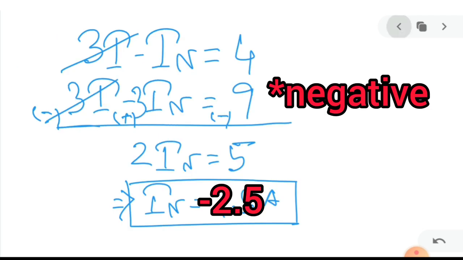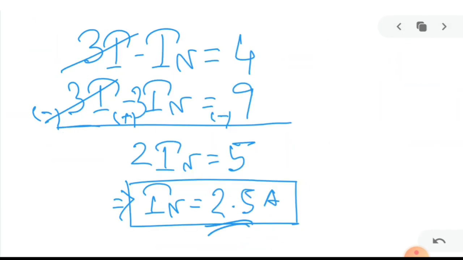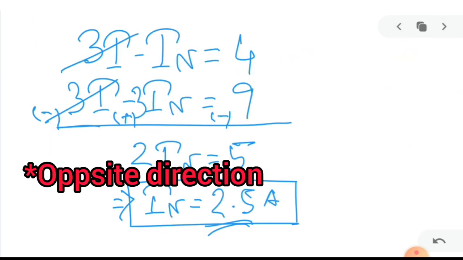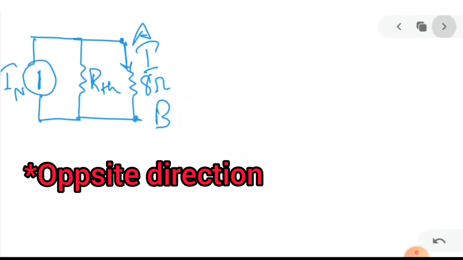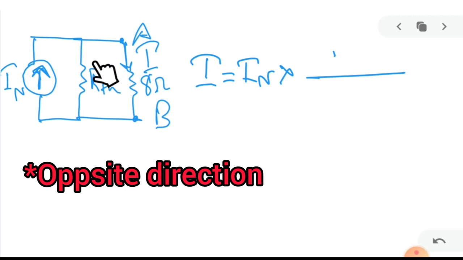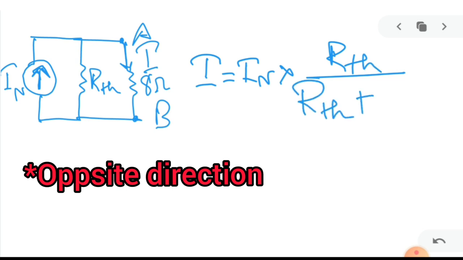It is I. And what is the direction of the IN? We got our IN positive. So we assume the direction of IN the same, so it is in that direction. Now calculate the I. What is the formula of I? IN into the parallel resistance. What is in parallel with I? It is RTH, the parallel one, plus the resistance the current passes through. It is 8. So you can find the value easily.